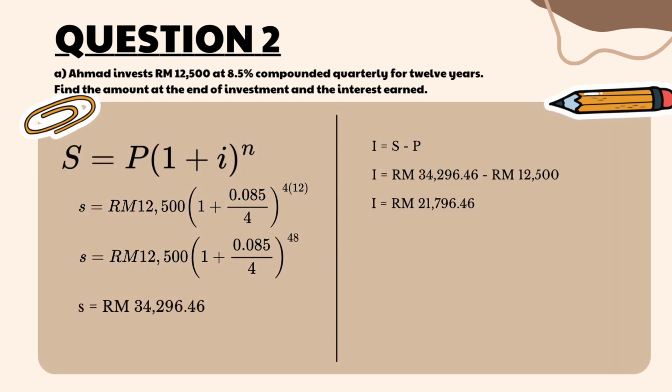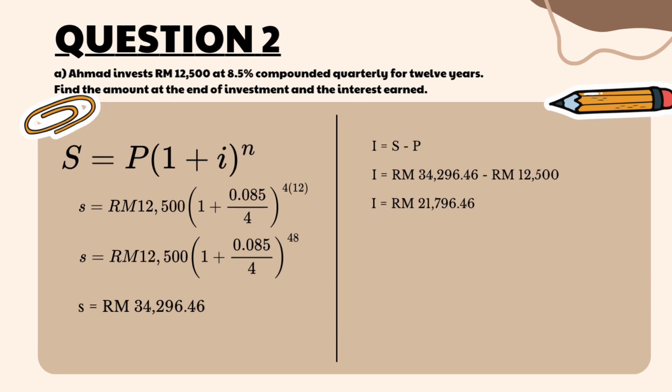Question 2. A. Ahmed invests RM12,500 at 8.5% compounded quarterly for 12 years. Find the amount at the end of the investment and the interest earned. So RM12,500 is the principal P, 8.5% as the rate, compounded quarterly as m, 12 years for t. The question asks for S, the future value, and the interest.